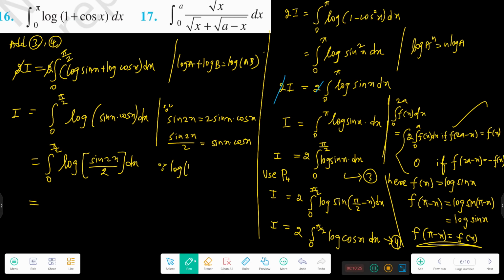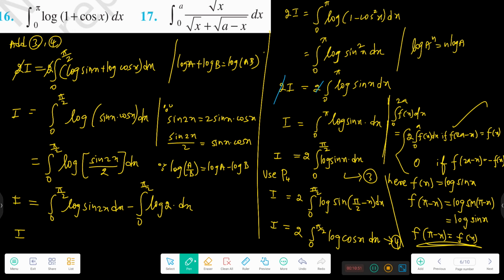Log a by b means log a minus log b. So that is the integral from 0 to pi by 2 of log sin 2x into dx, minus the integral from 0 to pi by 2 of log 2 into dx. This is what my I is. You have to simplify this.